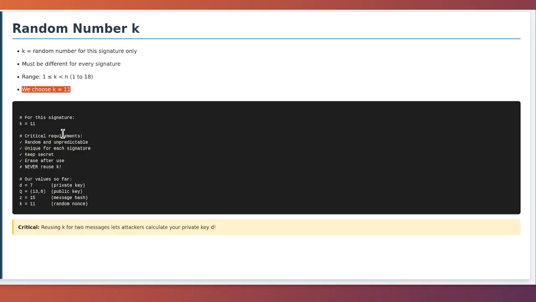After we use K to create the signature, we must erase it from memory and never reveal it. If an attacker learns K for even one signature, they can compute your private key D from that signature. So K is almost as sensitive as D itself, but only temporarily. Once the signature is complete and K is erased, that specific K value is no longer needed. For the next signature, you will generate a completely new K value. Never reuse K across signatures.